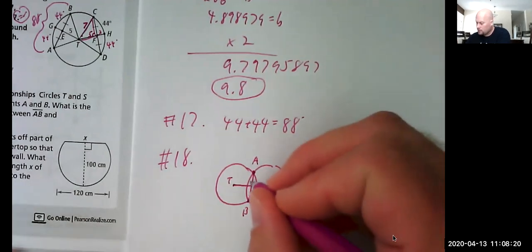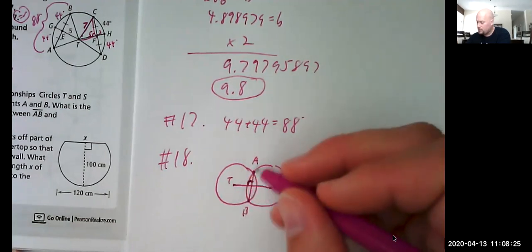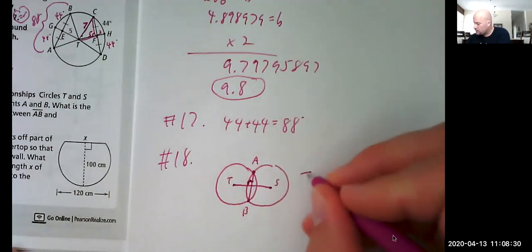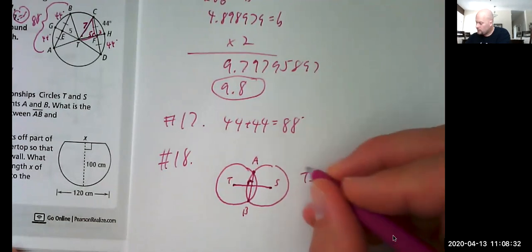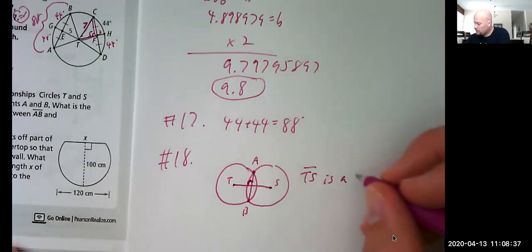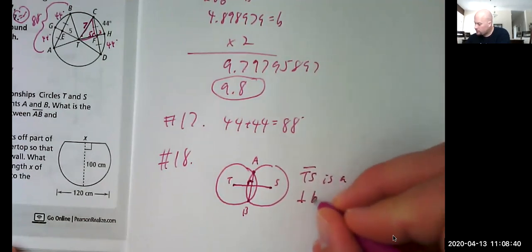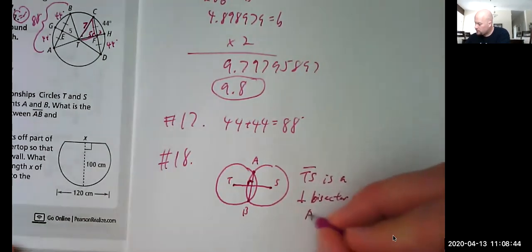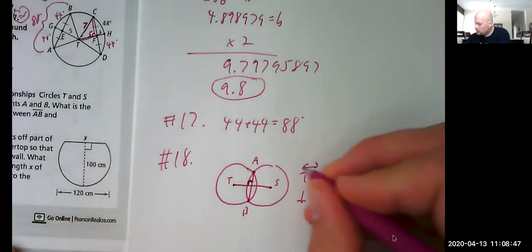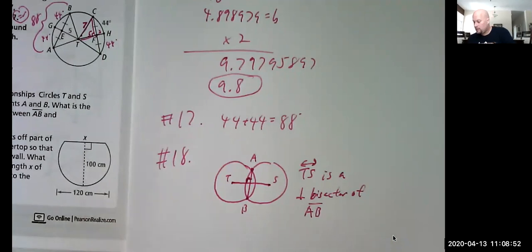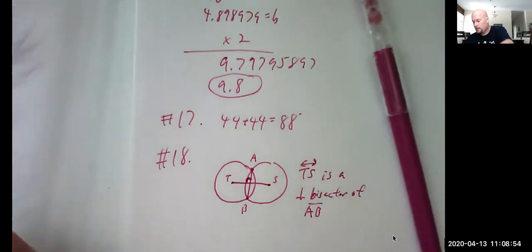Well, I think what they want you to say is that TS will be a perpendicular bisector of AB. TS is a perpendicular bisector of AB. Right. So that one you kind of draw out to see it. All right, moving on.